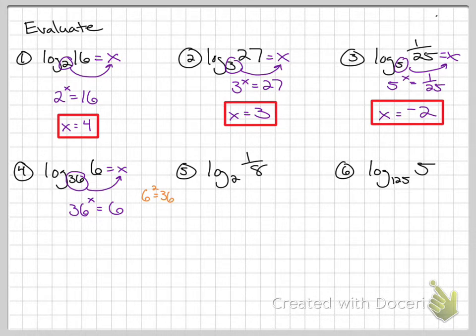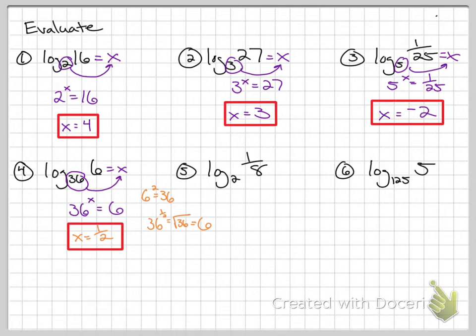But since the x is on the 36, we want to square root that. And in order to square root, you use a fraction, 1/2. When the base is bigger, you use a fraction. 1/2 because I want a square root. Something to the 1/2 power is the square root of that something, and that's how we get 6. Okay, try 5 and 6 on your own if you haven't yet.